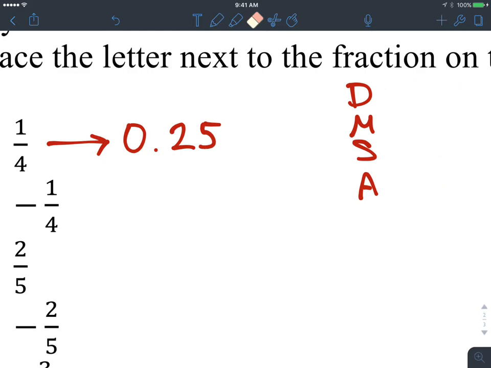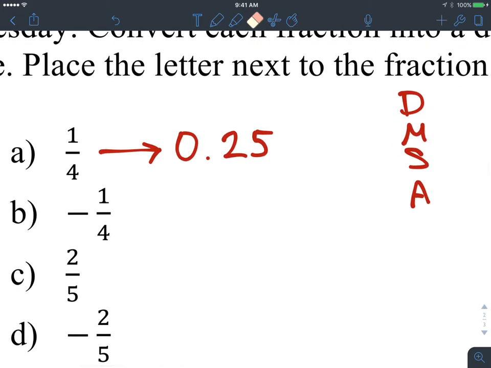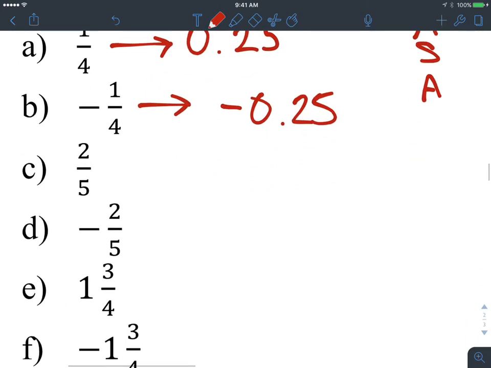Now the second part that we have, B, is negative 1 over 4. If the positive 1 over 4 as a decimal was 0 and 25 hundredths, then negative 1 over 4 is going to convert into negative 0 and 25 hundredths. We don't have to do the math again. We just add a negative sign to that.